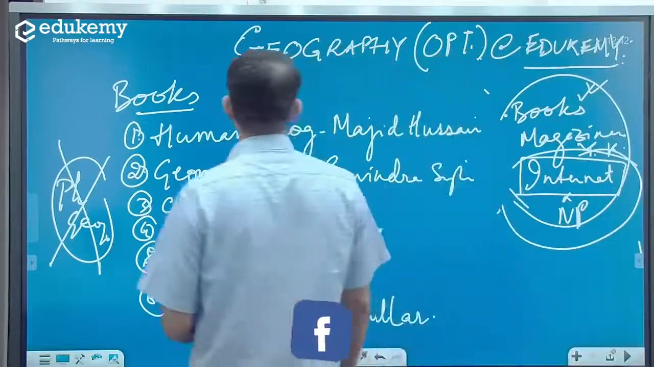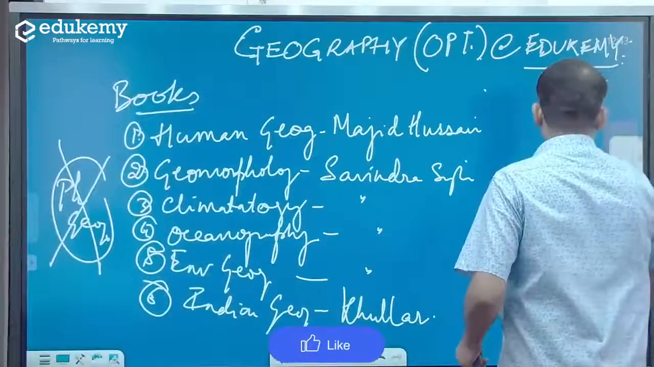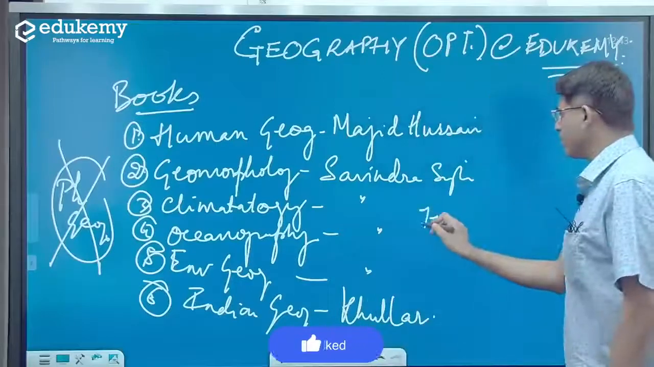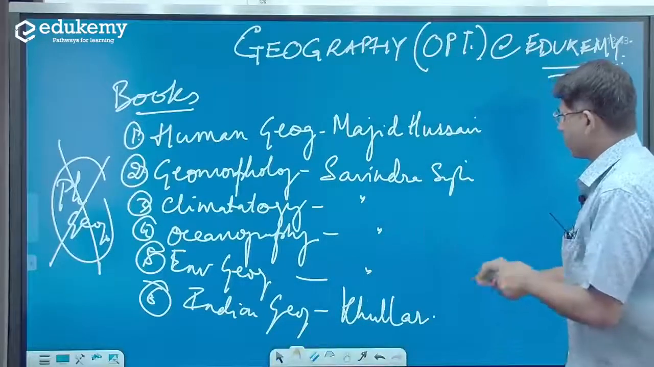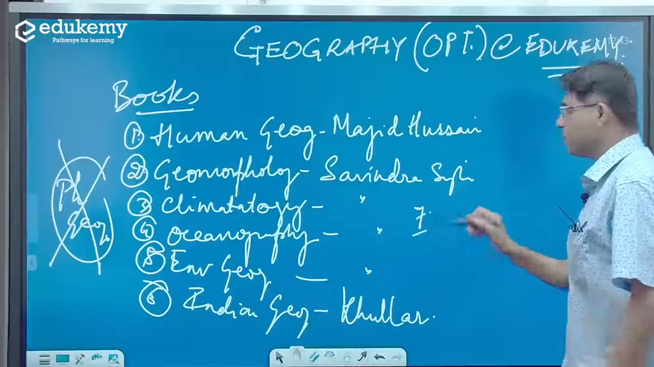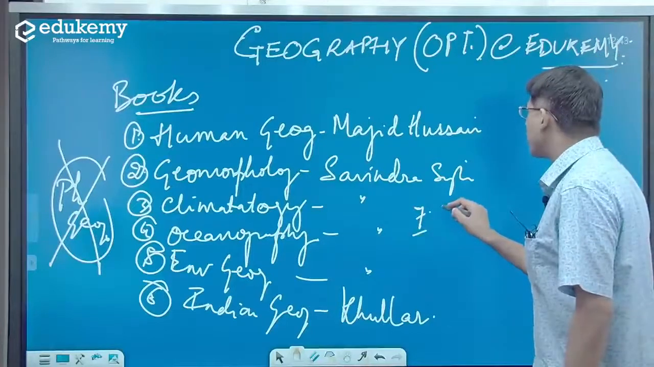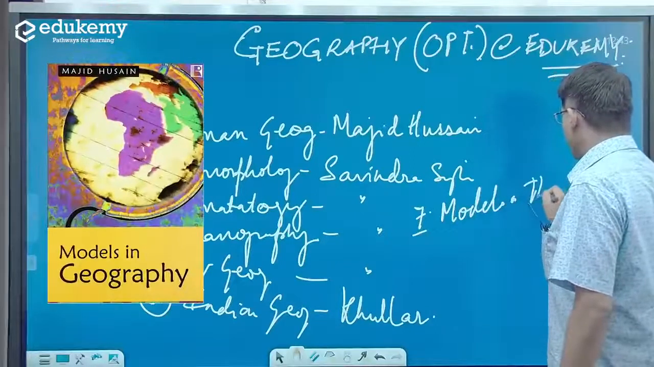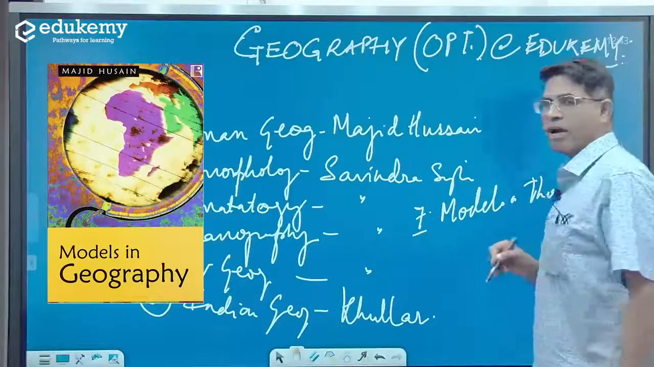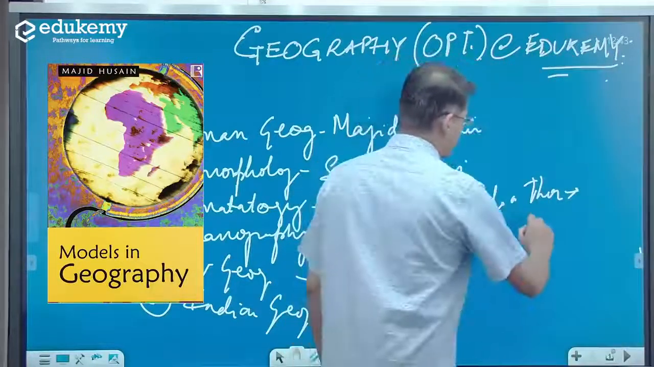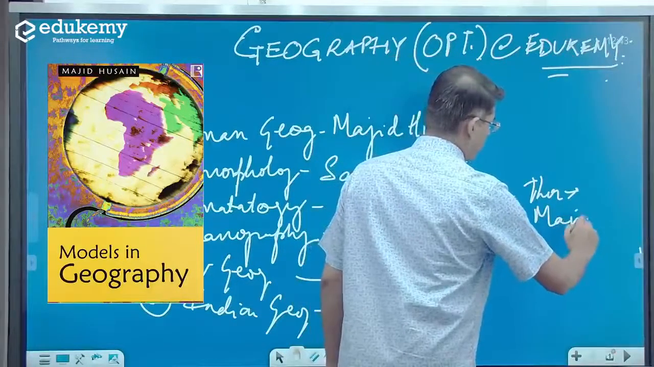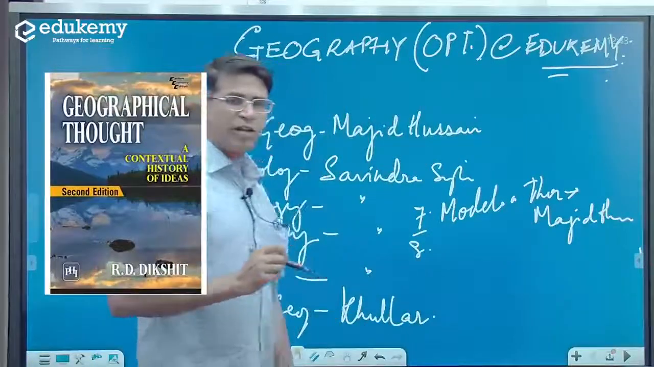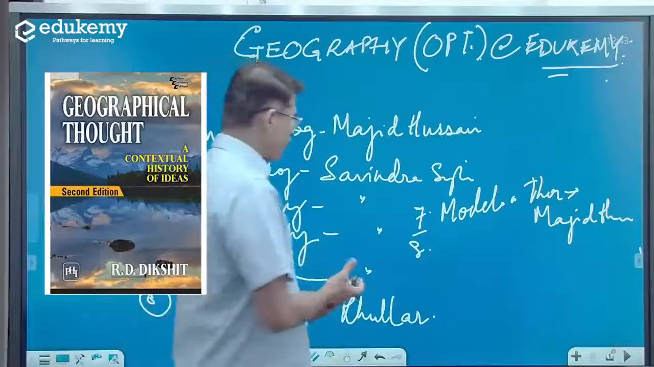And the seventh book, I'm not writing these details here, so I'm adding the seventh book here. There is a book called Models and Theories. You can buy this, by Majid Hussain. Then there is an eighth book for geographical thought, Evolution of Geographical Thought.